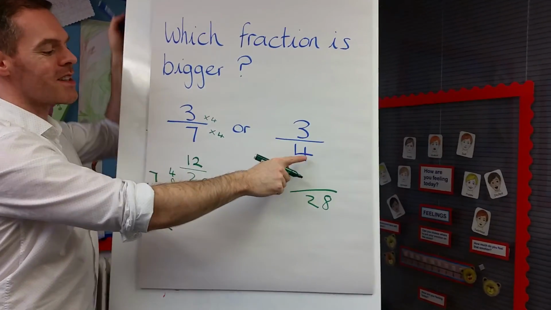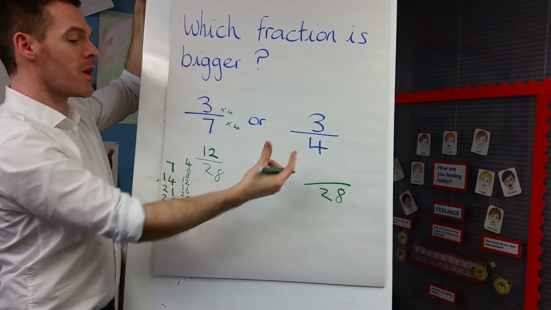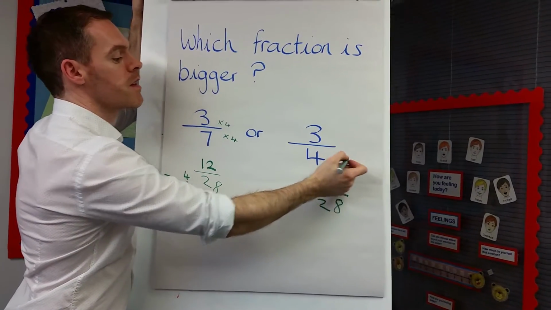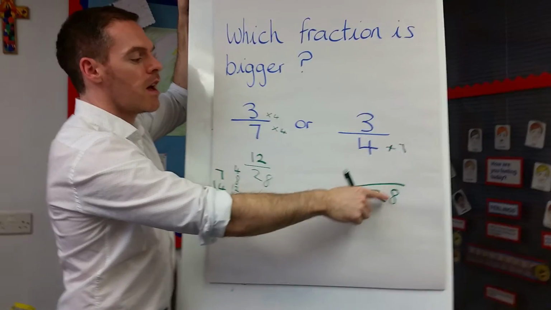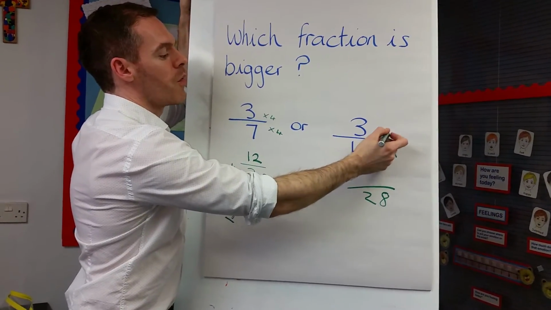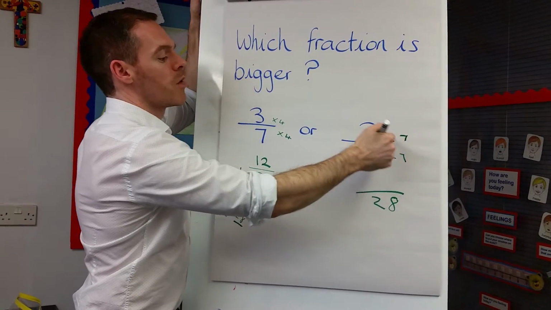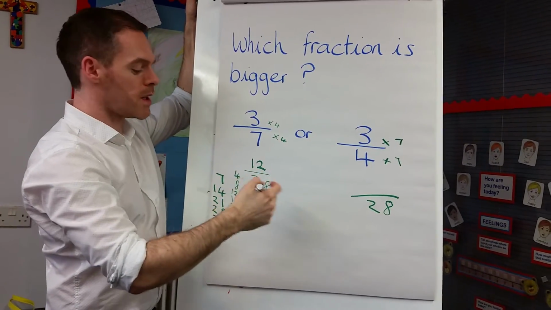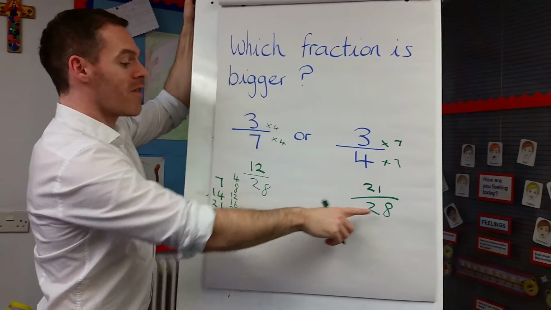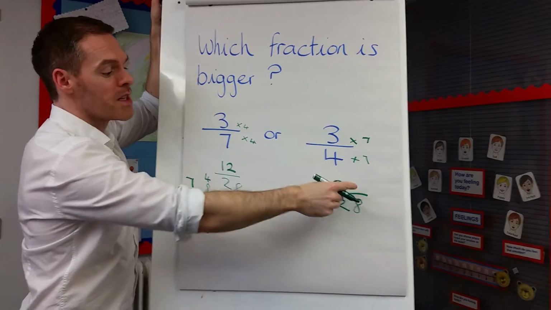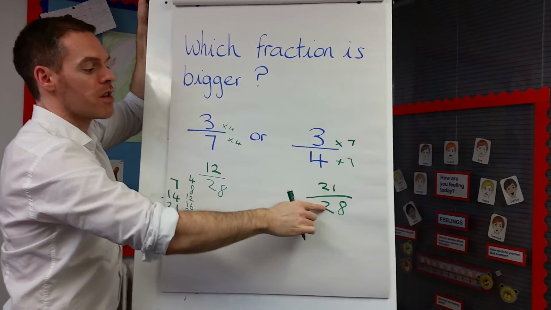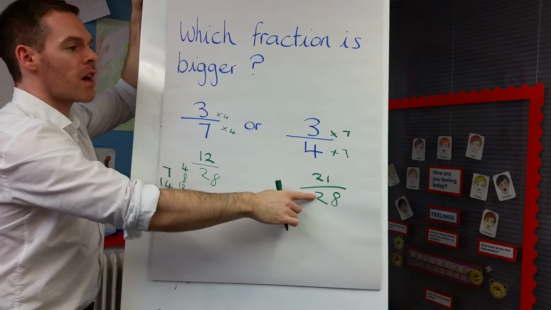So now I need to figure out what I did to this denominator to get to 28. And of course we know we multiplied the 4 by 7. Write that in beside it. 7 groups of 4 is 28. So whatever I do to my denominator, I must also do to my numerator. So it's 3 groups of 7, or 7 groups of 3, which of course is 21. Well, we got 3 groups of 7 here. 21. Now let me just recap, that 21/28 is equivalent to 3/4. They are the same fraction, okay? Just looked at in a different way.